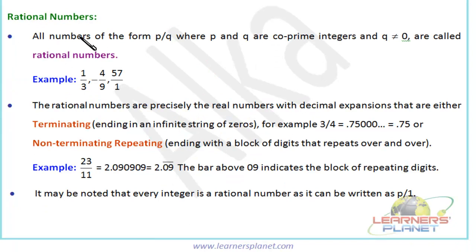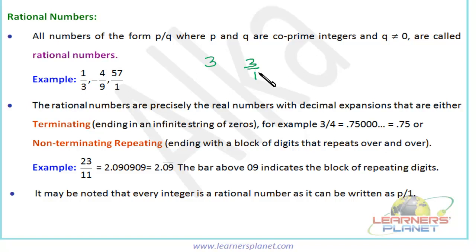Rational numbers. All the numbers of the form p by q, where p and q are co-prime integers and q is not equal to 0, are called rational numbers. For example, 1 by 3, -4 by 9, 57 by 1, any number. All the natural numbers, whole numbers, integers, all of them are rational numbers, right? If we talk about a single simple number, say 3, it can be written as 3 by 1, so it is also a rational number.